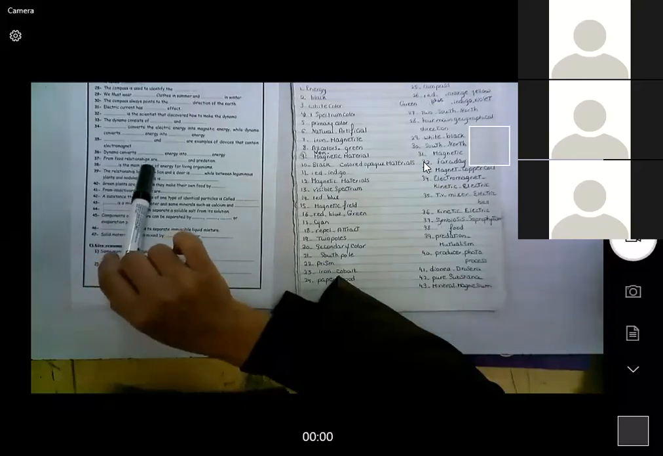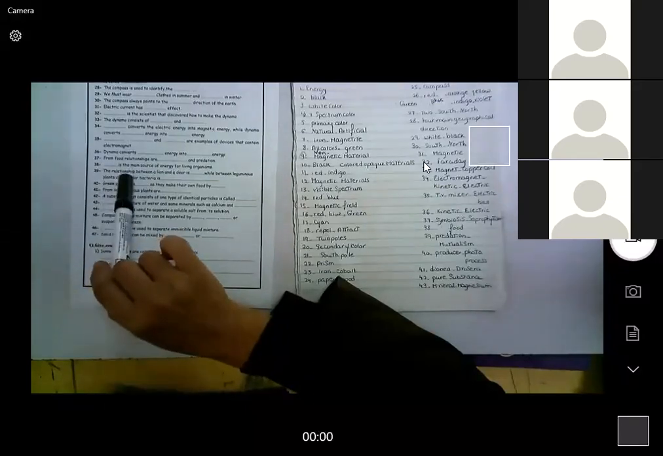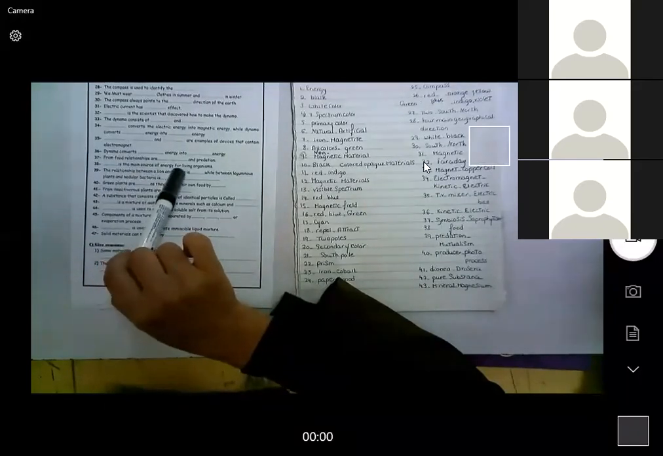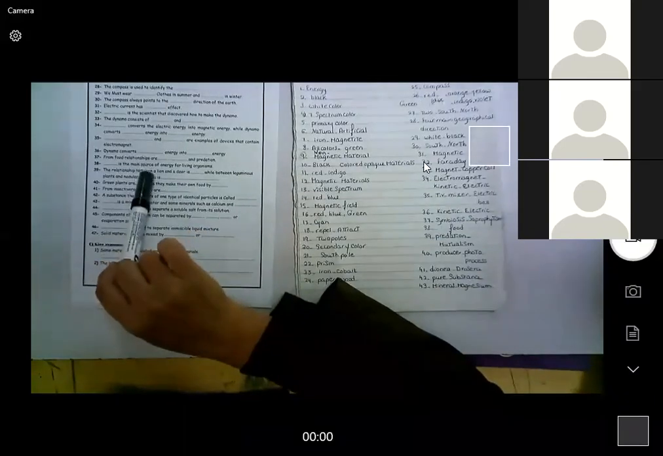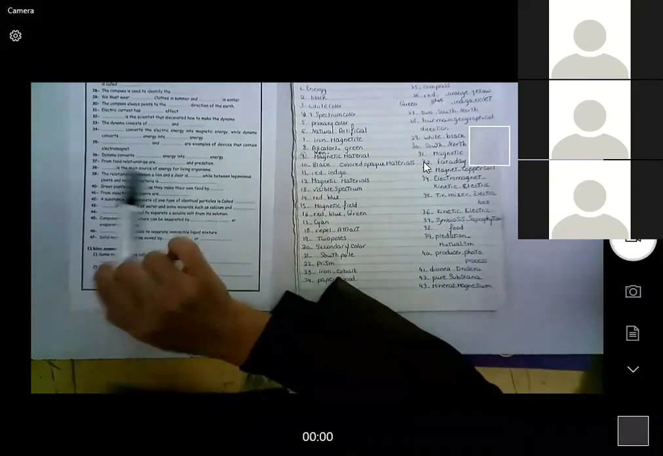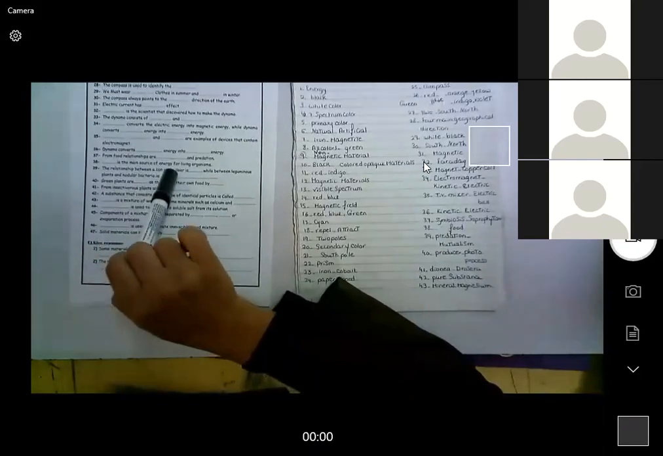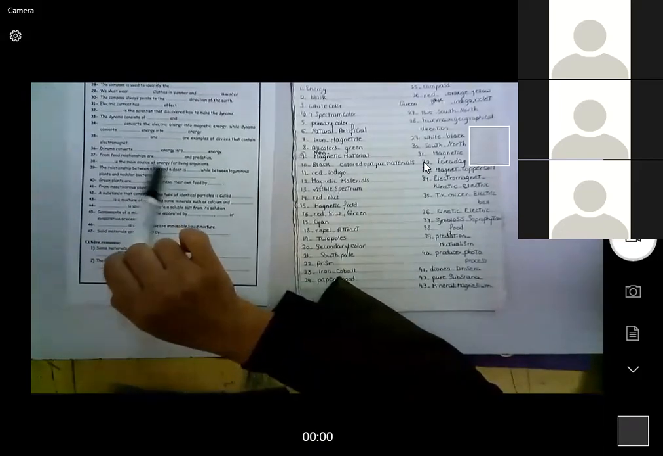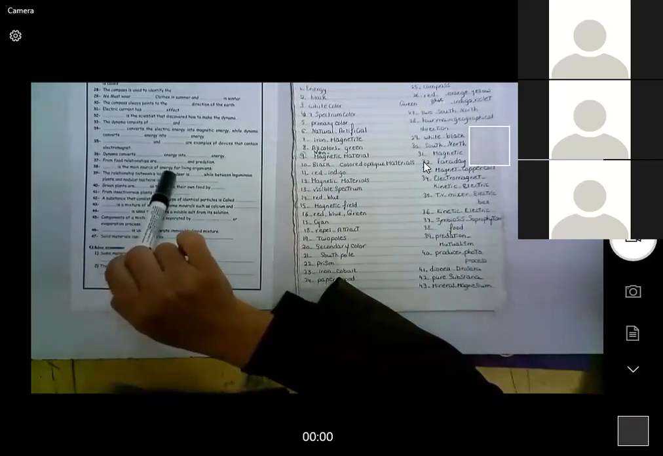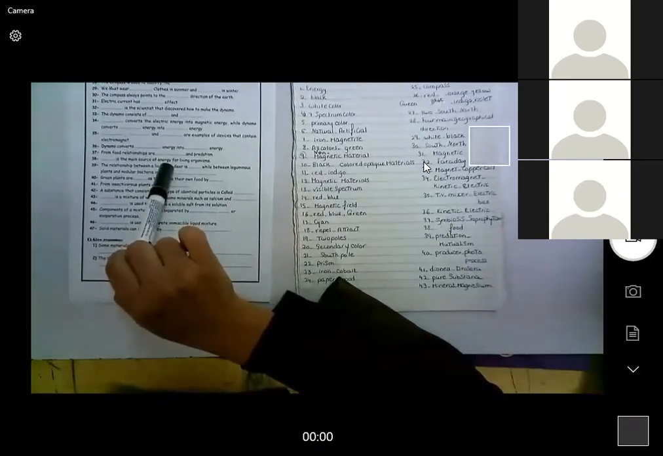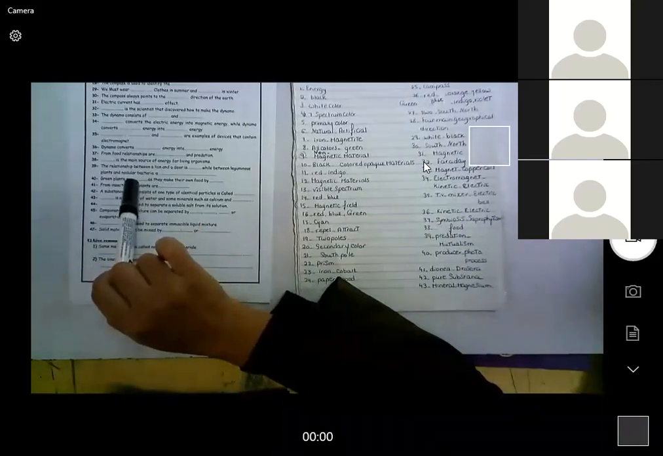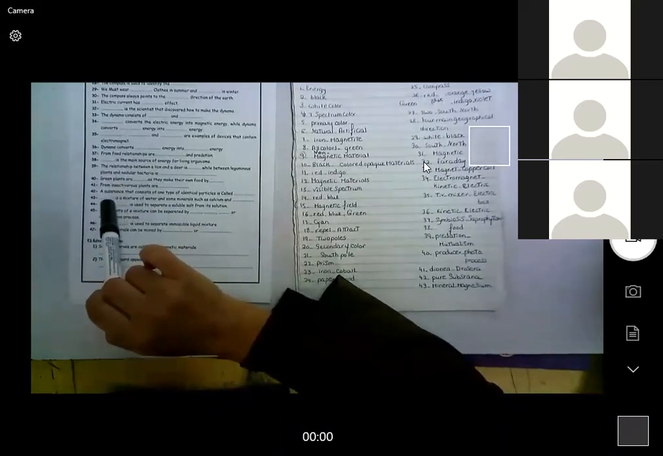38. Food is the main source of energy for all living organisms. Sometimes when you read the main source, you write sun. No, the main source of energy, not the main source of light. Food is the main source of energy. But the main source of light is the sun.